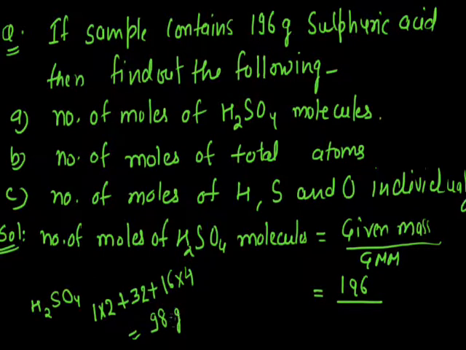So we can say that the gram molecular mass of H2SO4 is 98 grams, so we can divide 196 by 98 and it will be 2. So we can say that the number of moles of H2SO4 in 196 gram will be 2.